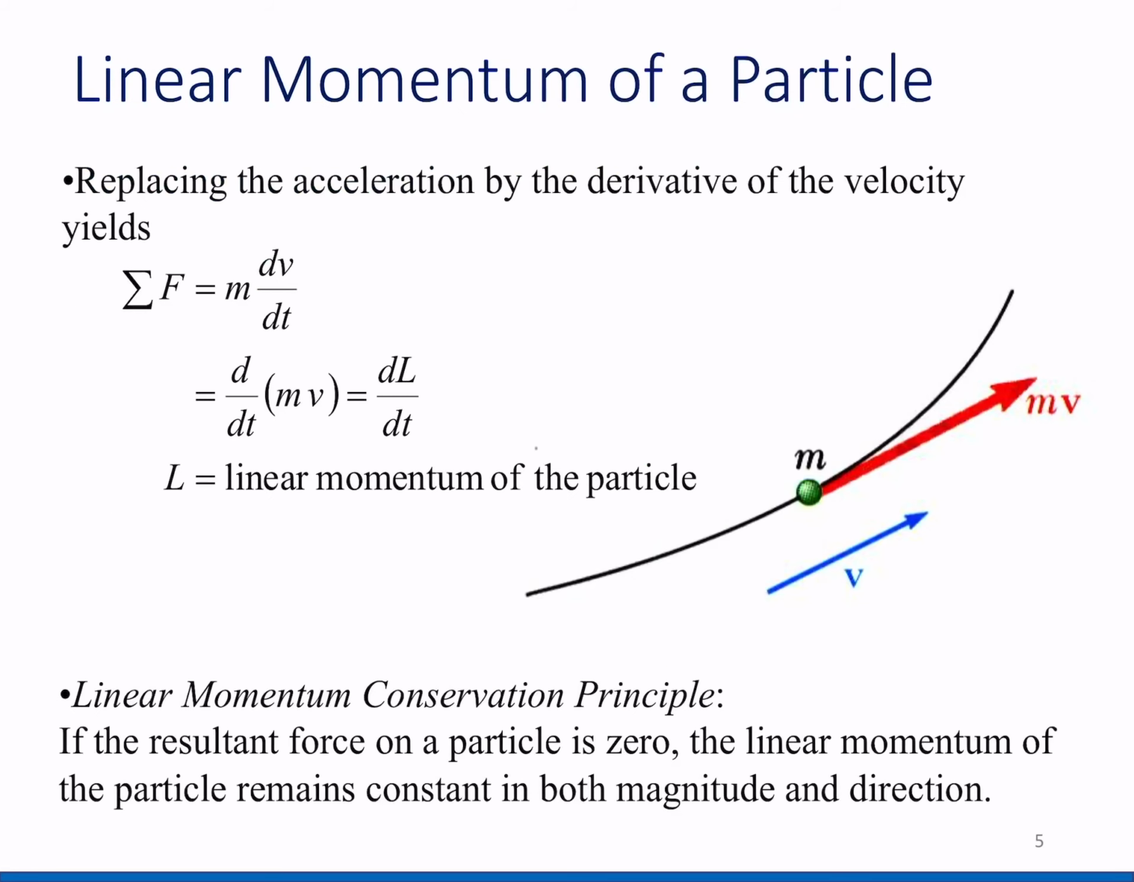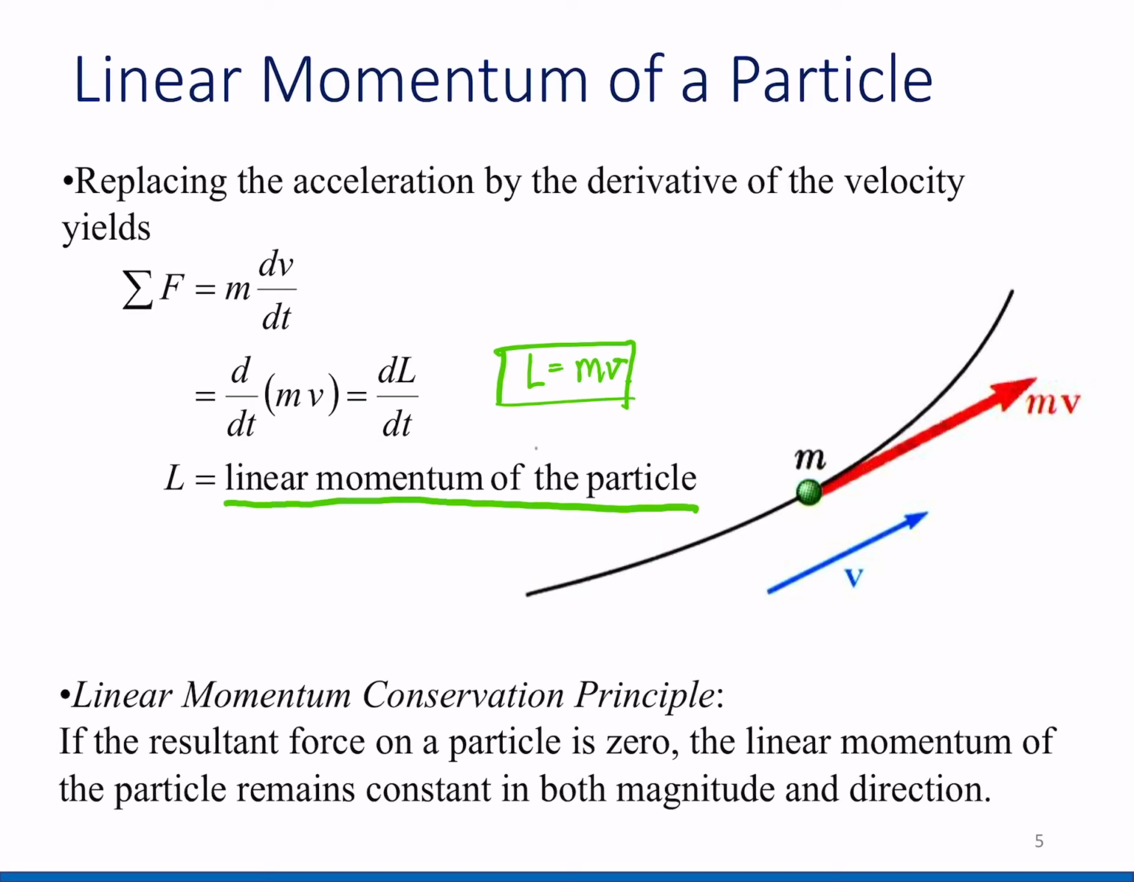Okay. So next, linear momentum of particles. This one you hear about a lot. This linear momentum L is nothing but mv. If you have a velocity of the mass in one direction, and you have no force, it means you have constant linear momentum of the particle. Okay, so if there is no force, the velocity at that point will become constant.